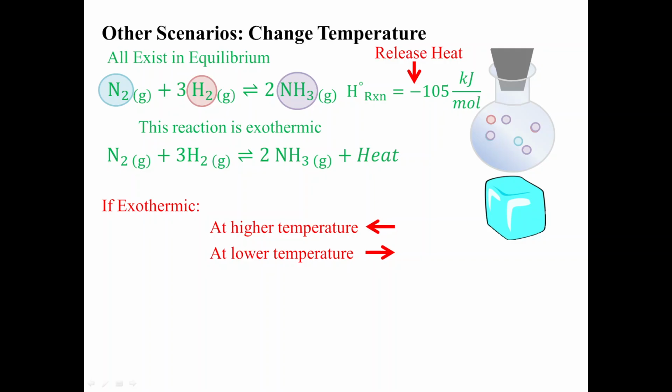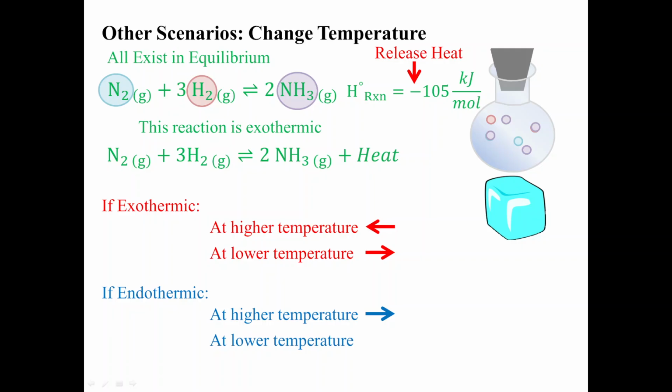Now, another scenario you might come across is you might have an endothermic reaction, and essentially it's the reverse. In this case, heat would be like one of the reactants. And so if we increase the temperature, it's like we're increasing the number of reactants, and so that'll cause a shift to the right to make more product. If we lower the temperature, it's like we're removing some of the reactants, and so we're going to cause a shift to the left and make more reactants.